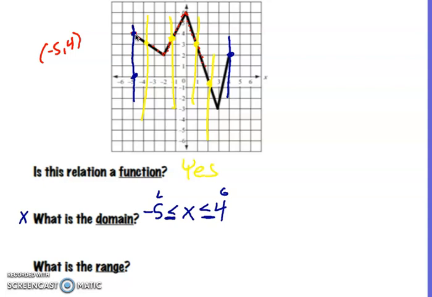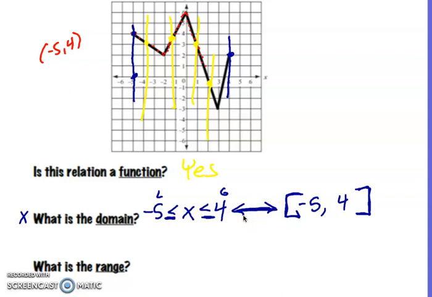Now, another way to write this, you don't have to write it like that. You could use bracket notation. So [-5, 4]. It starts at -5, and again, the bracket is like a closed circle, and then it goes all the way to 4, and again, the bracket is a closed circle. So either one of these ways is the correct way to write the domain.